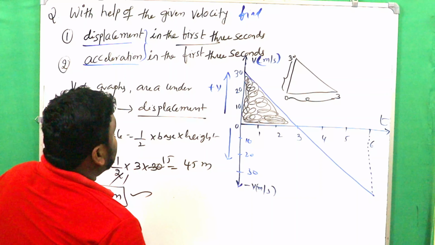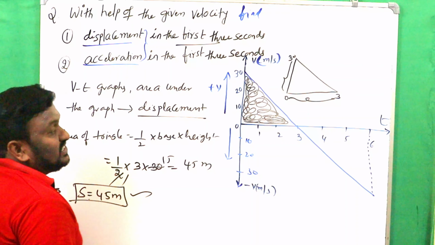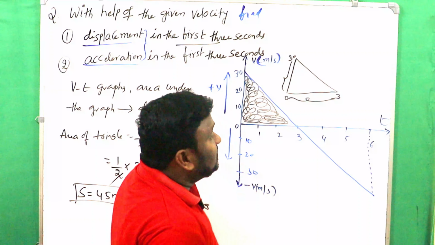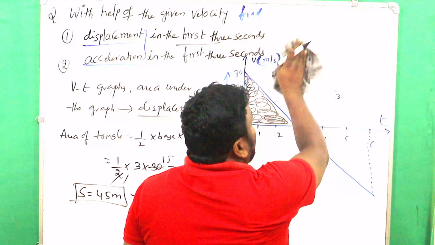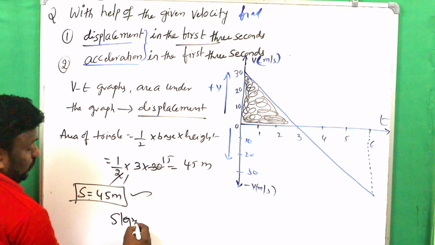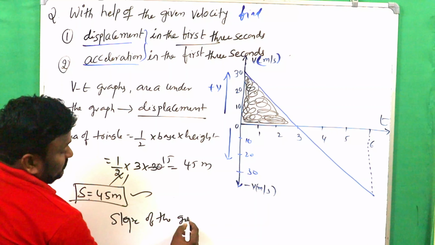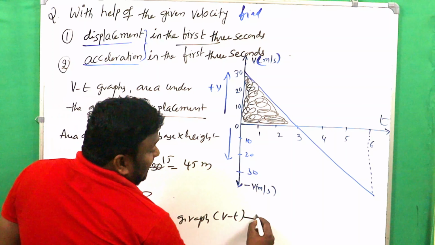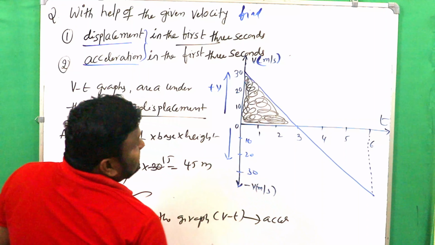Clear? And next, what you have to find is the acceleration in the first 3 seconds. Just now we discussed that the slope of the graph will give the acceleration. That's the thing you have to remember. Slope of which graph? VT graph. That will give the acceleration.